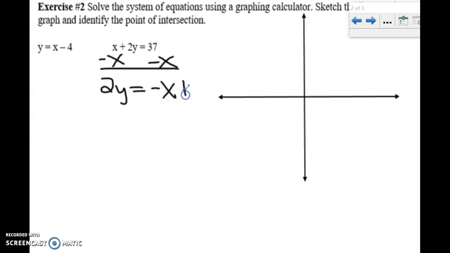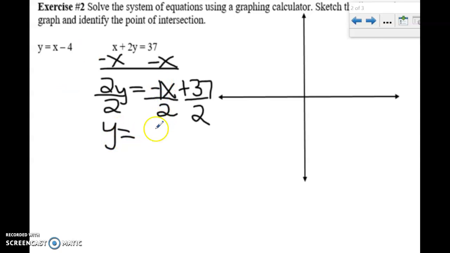So remember, unlike terms cannot be added, like -x and 37. They're not alike, so don't put them together. Just rewrite them as is, and then go through the rest of this by dividing by 2, and that will get you y by itself. 2 does not go into -x, so -1x over 2 will stay. And 37 divided by 2 is 18.5. Now, you're not always going to get nice whole numbers with this because these were really meant to be solved algebraically. I'm just showing you a way you could get around that with the graphing calculator.